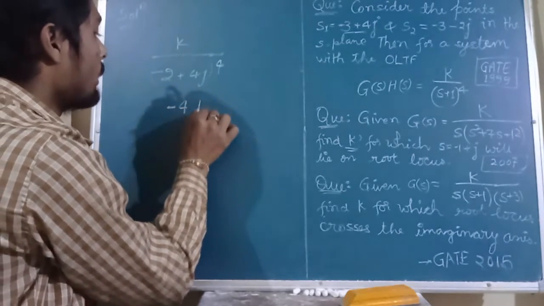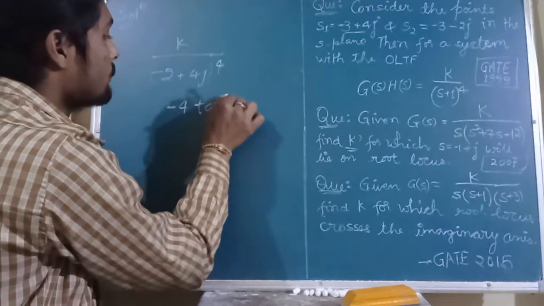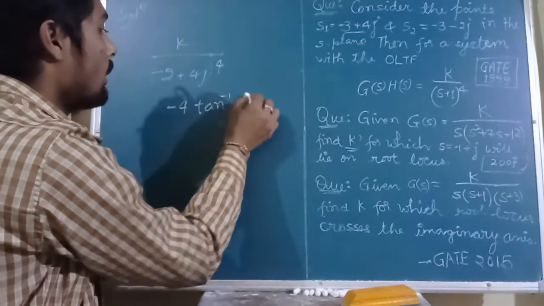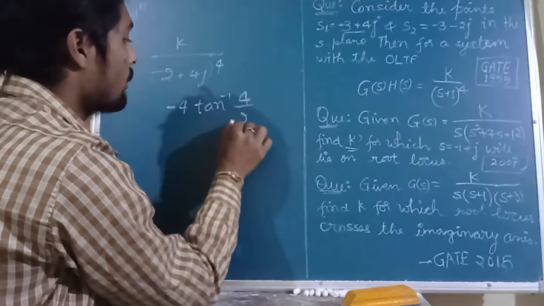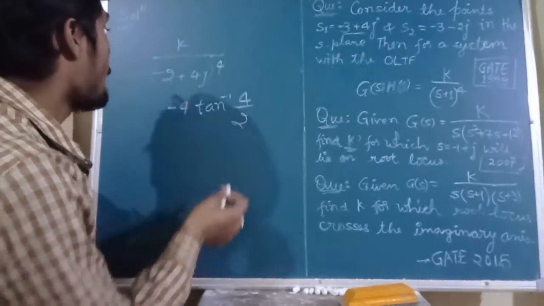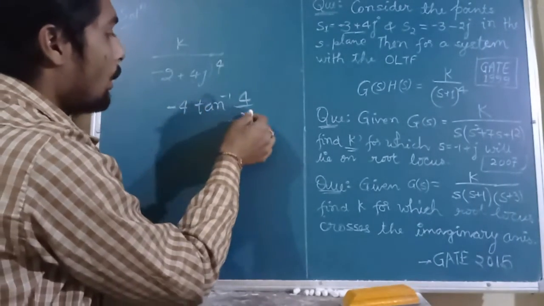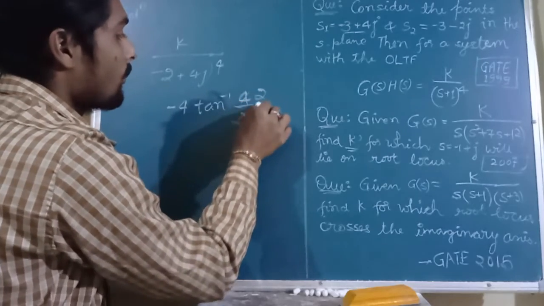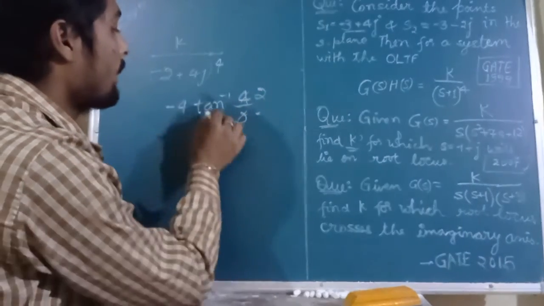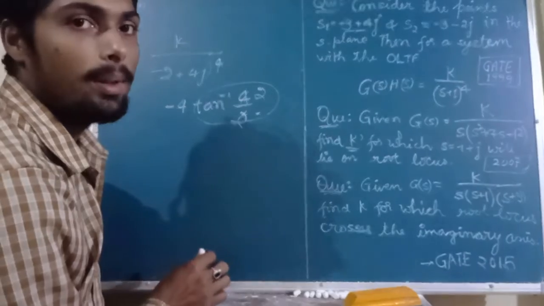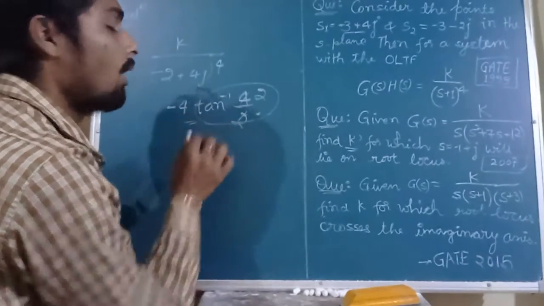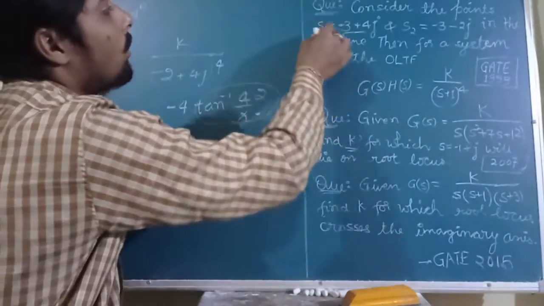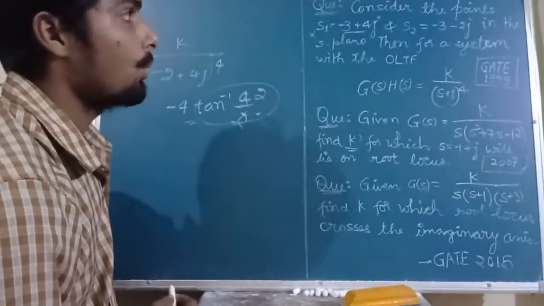-4 times tan inverse what? 4 upon 2, isn't it? Now will it be 180 degree? Tan inverse 2, certainly it is not 45 degree, hence there is no chance of getting 180 degree. So S1 will not lie on this root locus.